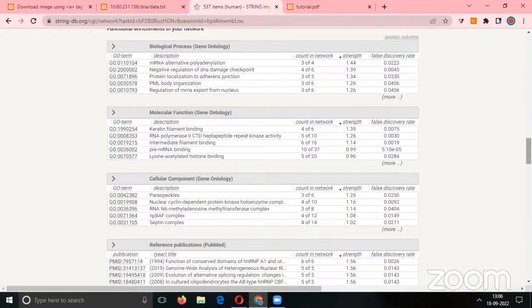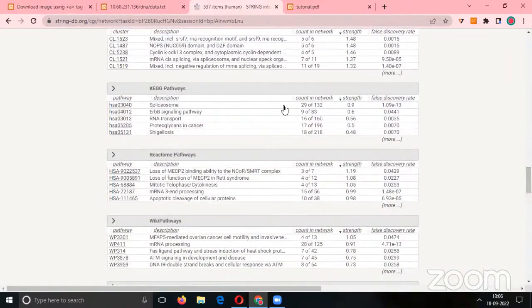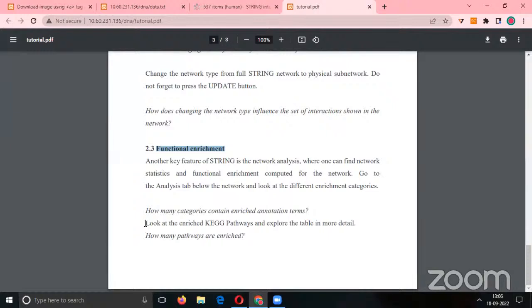So the type of information you will see here is biological process, molecular function, in which part of the cell, I mean cellular component, the related publications, and importantly, KEGG pathways. What is KEGG? Full form for KEGG? Kyoto Encyclopedia of Genes and Genomes. So this is considered a one-stop point for almost all the molecular information.